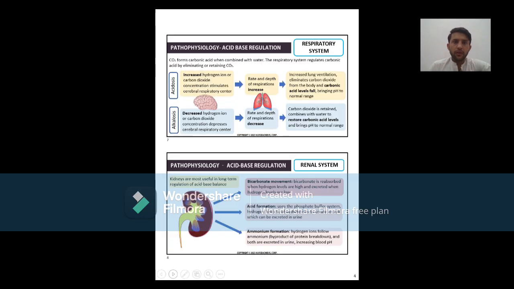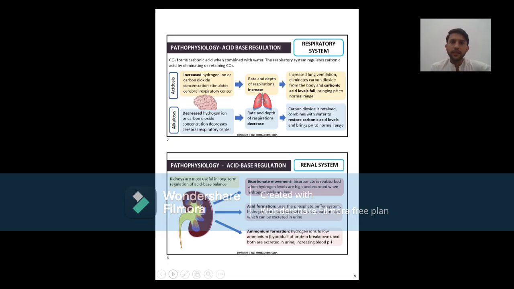If we talk about the pathophysiology of acid-base regulation, we have an important element such as CO2. It forms carbonic acid when combined with water. The respiratory system regulates carbonic acid by eliminating or retaining CO2. When the body retains CO2, it decreases the pH level because CO2 is highly acidic. In acidic conditions, mostly in respiratory conditions, the CO2 will increase.